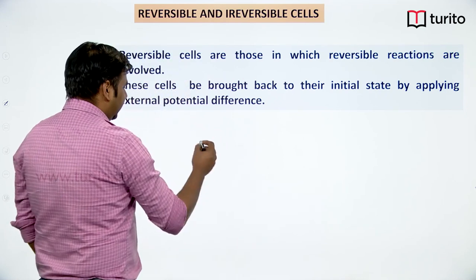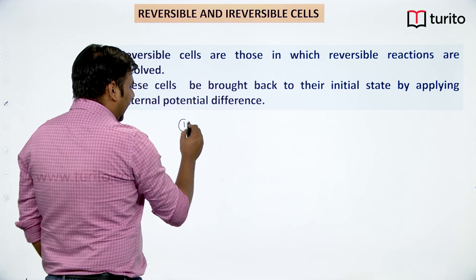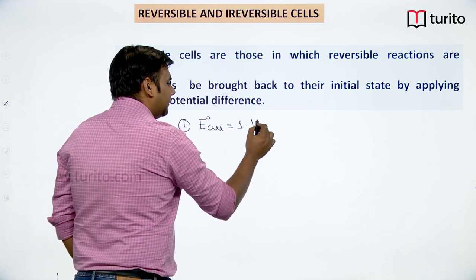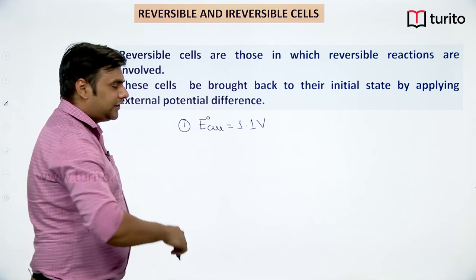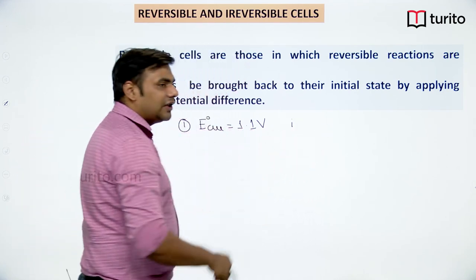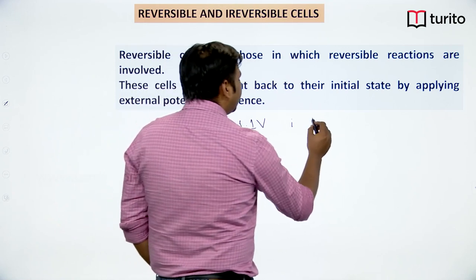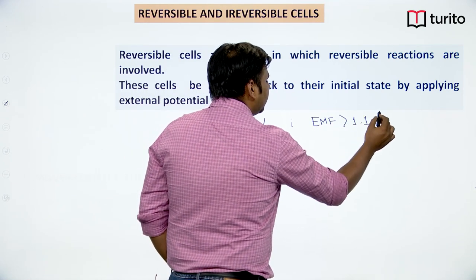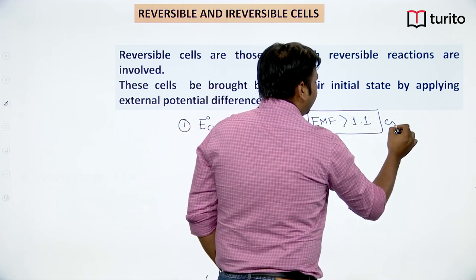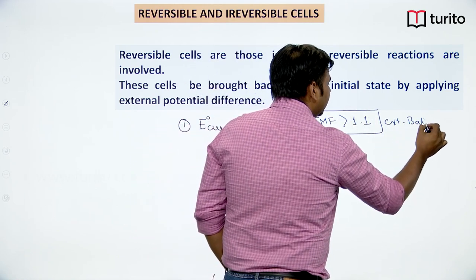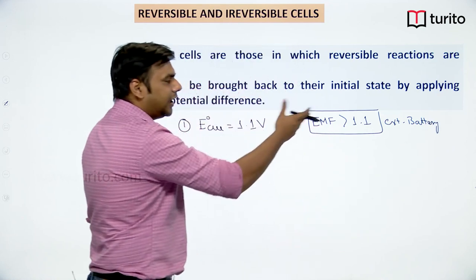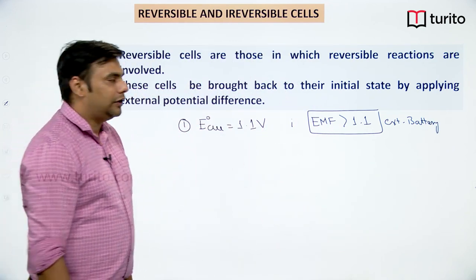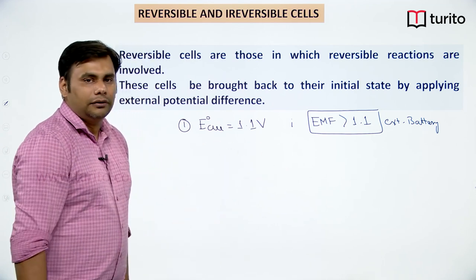So I am saying that we have a Daniell cell whose E naught cell was 1.1 volt. To this I have attached an external battery whose EMF is greater than 1.1. So this is the external battery which I have connected with the Daniell cell. Now we can see that the external EMF is more than that produced by the cell, so the flow of current would change.